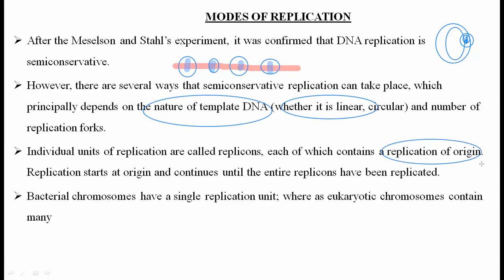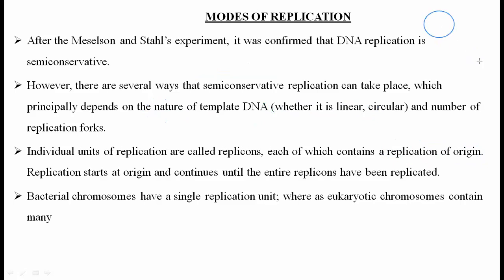Remember one thing: for prokaryotes, bacterial chromosomes, we have only one origin of replication. For example, if this is your double-stranded DNA in bacteria, there is only one origin of replication.